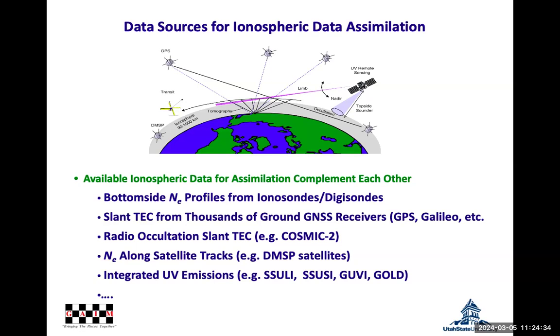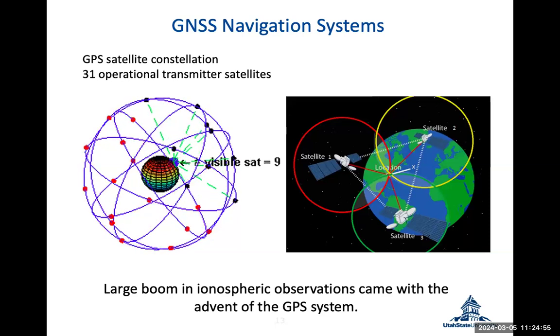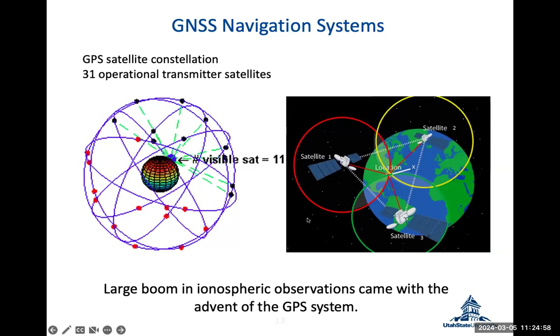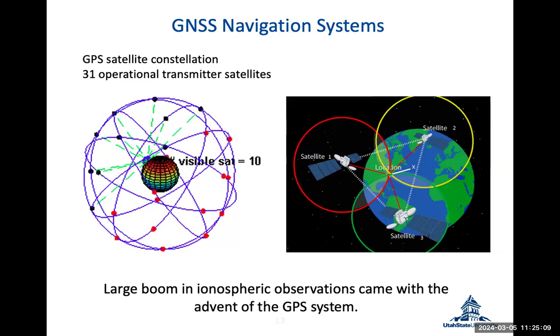So what you see is that we have a diverse set of observations that have diverse geometries, and they're in fact quite complementary. Let me show you, for example, the GPS satellites. The big boom in ionospheric observations came with the advent of the GPS system, during the last 25 years, when lots of GPS receivers were employed over the globe. So we have receivers on the ground that look to the various GPS satellites in view, and that's important for us.